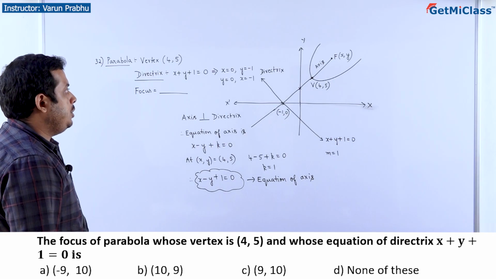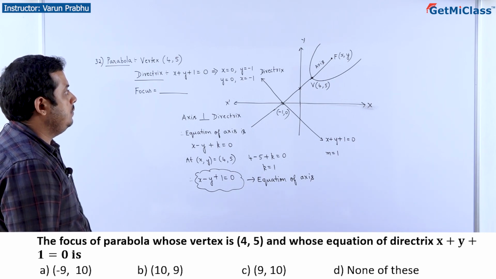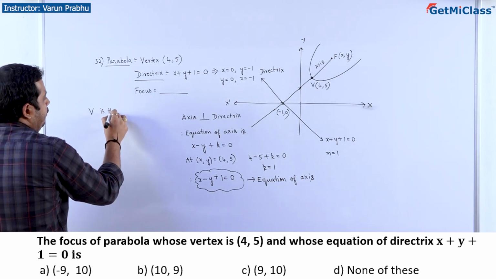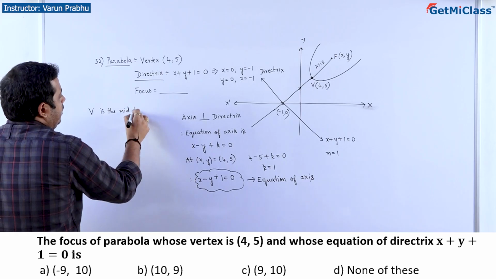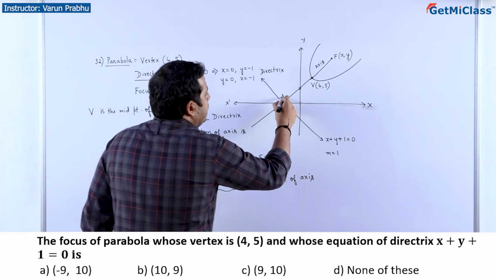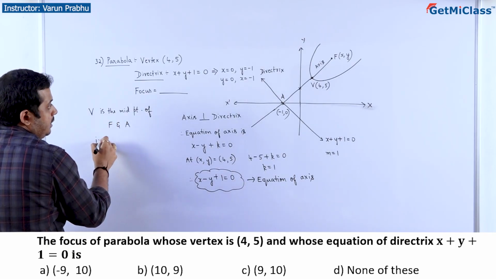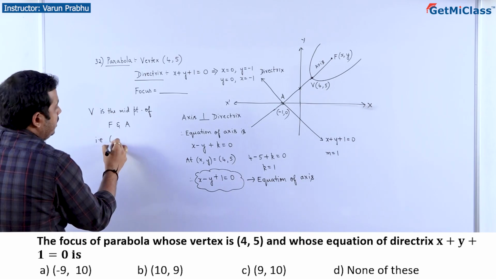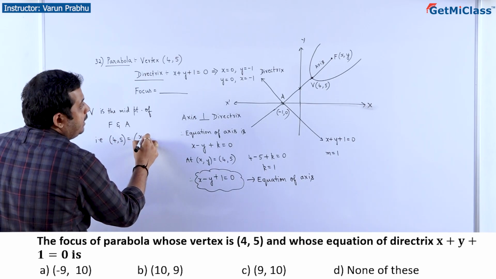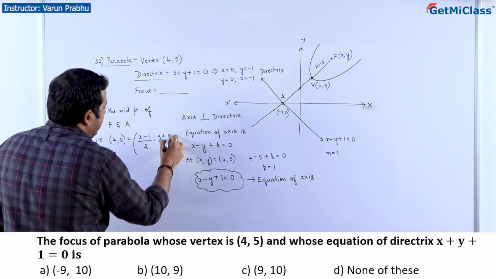So now the question is asking you to calculate the focus. Now V is the midpoint of F and A, if I call this point A. That is, V, which is (4, 5), should be equal to the midpoint, with the focus coordinates taken as (x, y): ((x minus 1) divided by 2, (y plus 0) divided by 2).